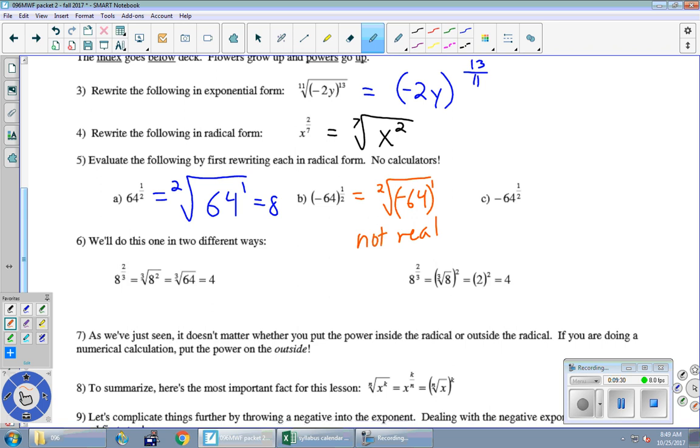It might be tempting to think the answer to this problem is negative 8, right? But it can't be negative 8, because if the answer were negative 8, then when I do negative 8 times negative 8, I should get the negative 64 we started with. But what do you get when you multiply negative 8 by negative 8? Positive 64. So that's why any negative inside a square root is problematic for us.